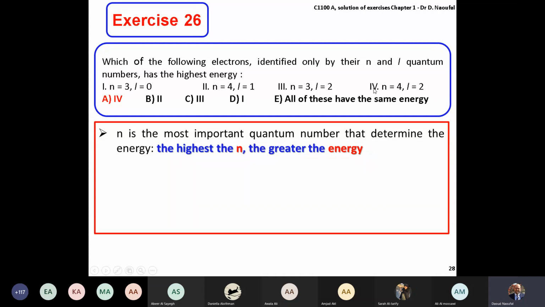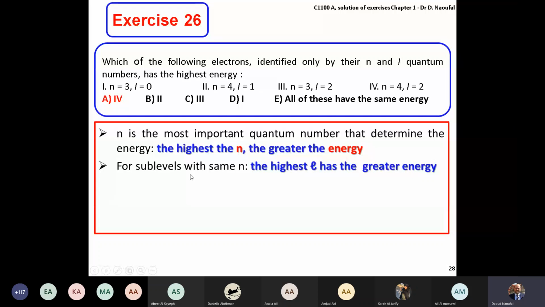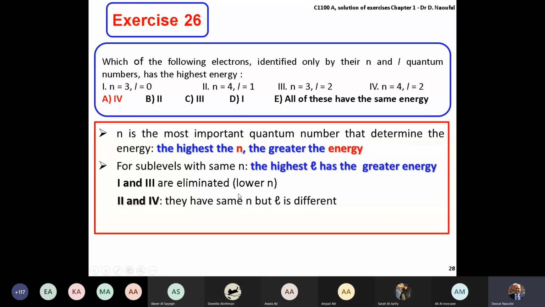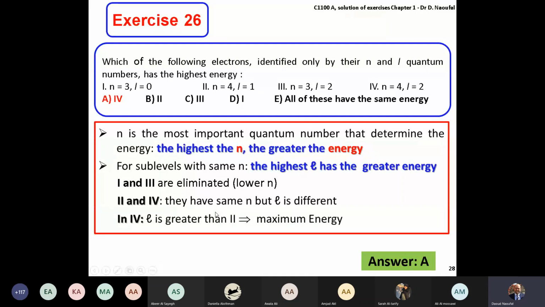For the same n, when l increases, the energy of the orbital increases. So for the same n, the highest l has the greater energy. Between 2 and 4, they have the same n, but l in 4 is greater than l in 2. So the answer is 4. The answer is A.